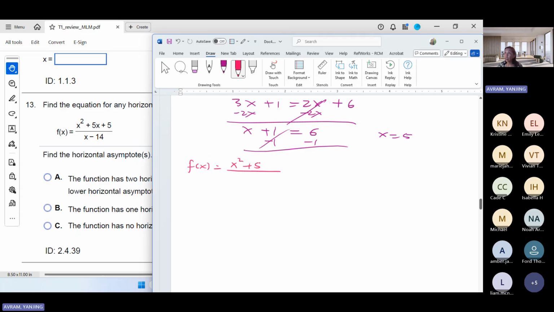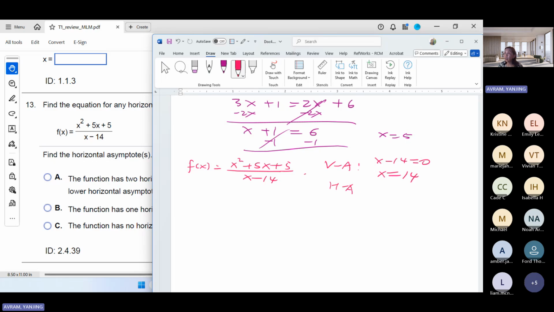My numerator, I cannot simplify my numerator. My numerator is a prime, so there's no common factor, so I cannot simplify. The vertical asymptote is when the denominator equals 0. So x minus 14 equals 0, x will be equal to 14, right? So that's my vertical asymptote.